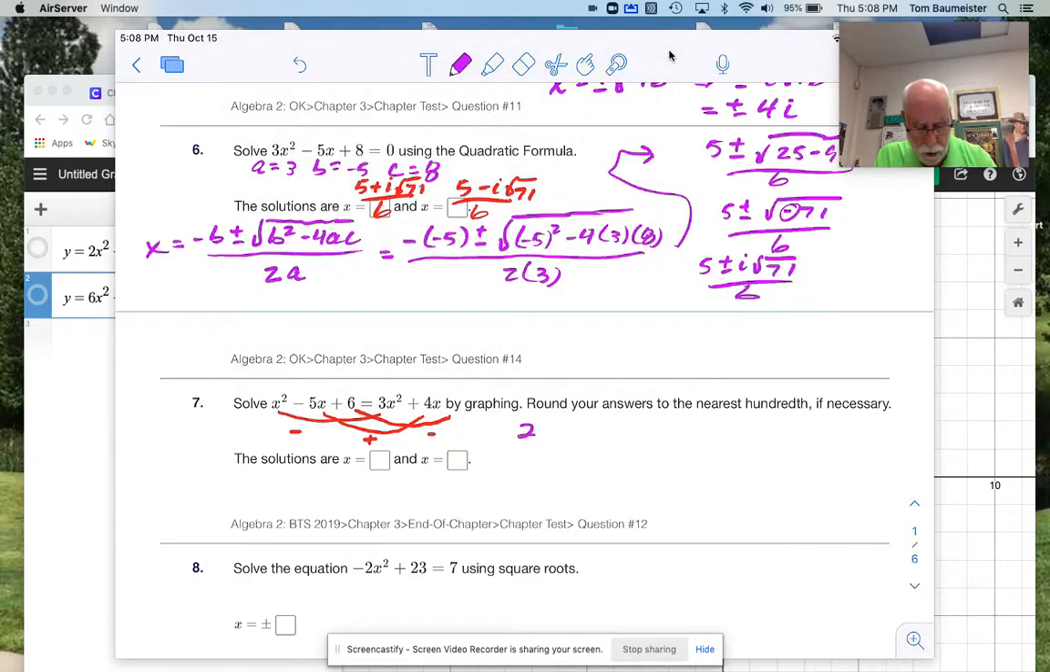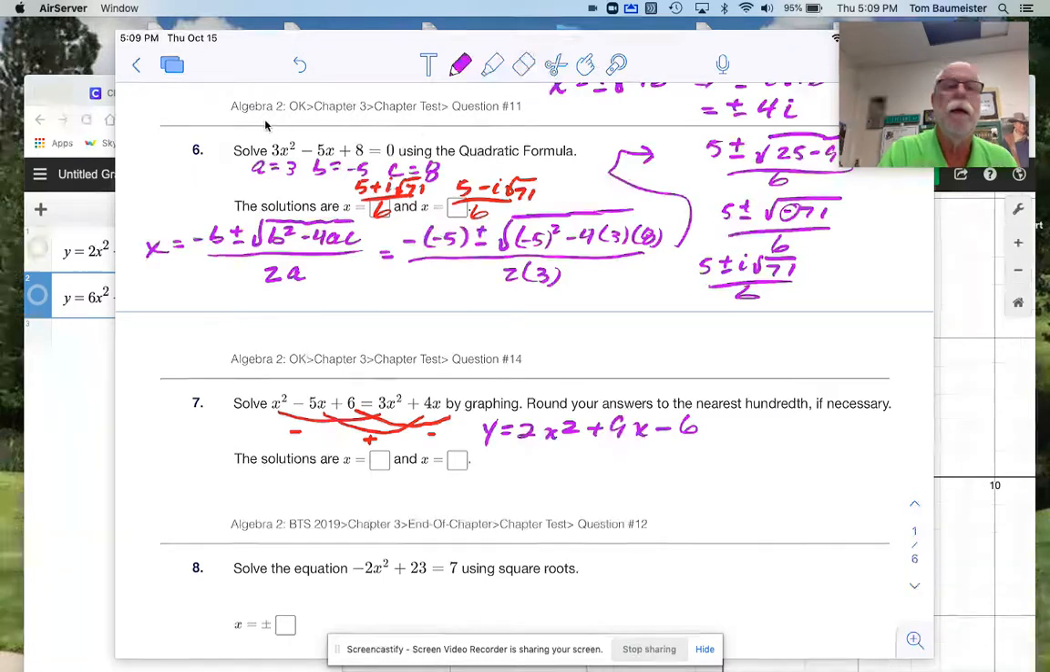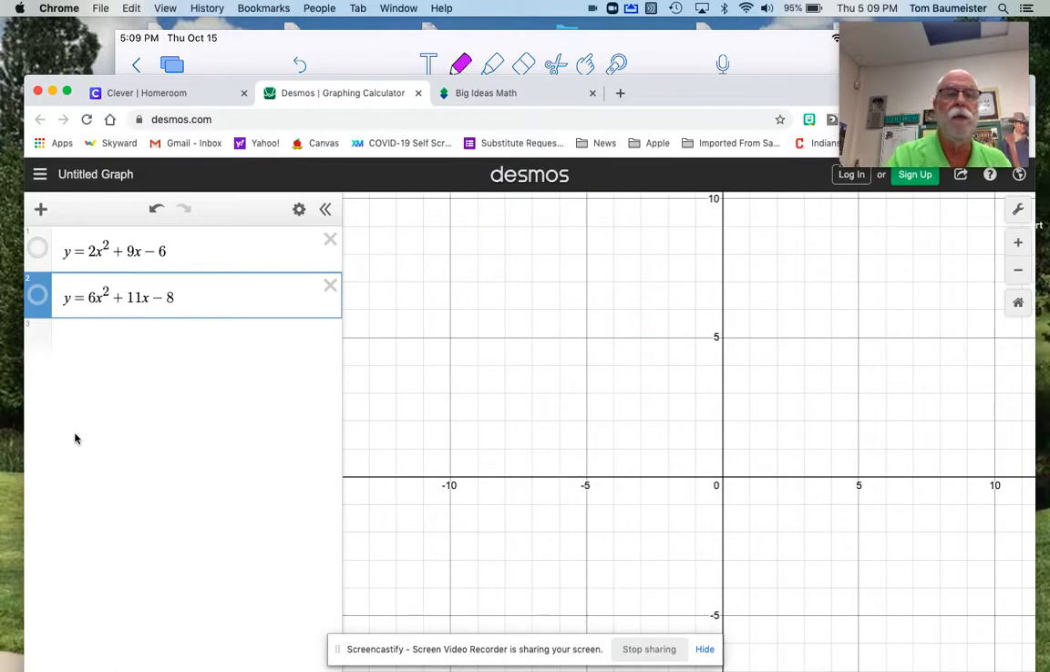So I'll get 2x squared, plus 9x, minus 6. And remember, since we're graphing it, we're going to have to set it equal to y. Okay? So, just for hurrying up's sake, I already put the 2 answers that have graphing on here. So the first one was here.